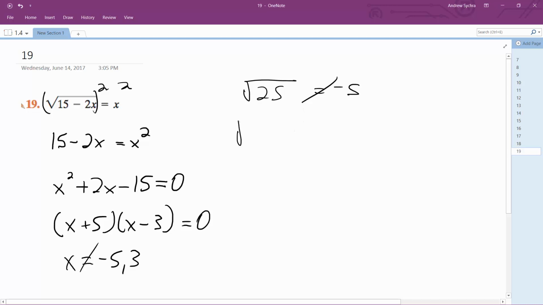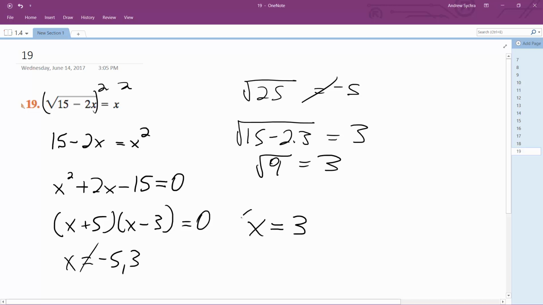But for 15 minus 2 times 3, we get square root of 9, which does equal 3. So our only solution in this case is x is going to be equal to 3. That's it.